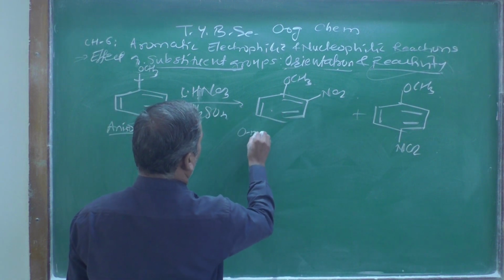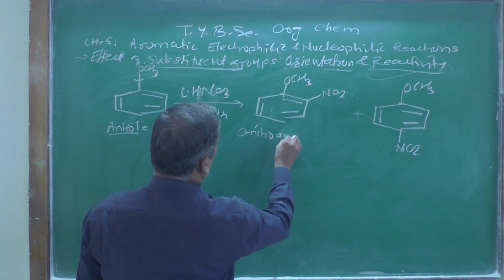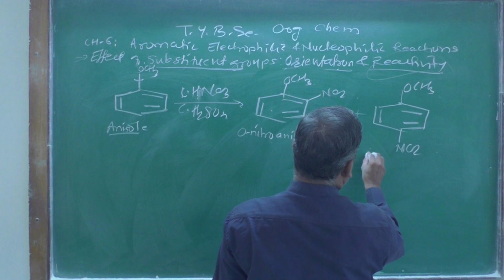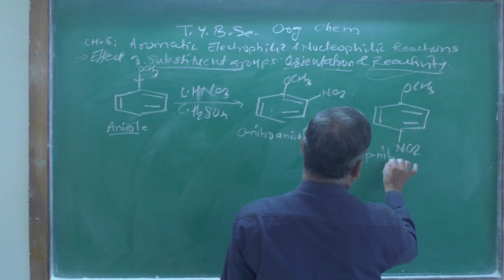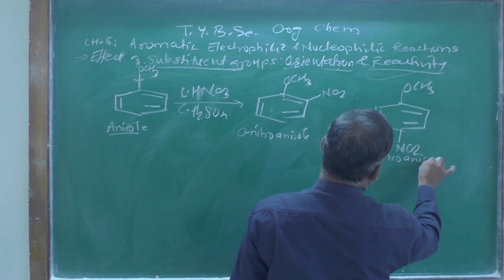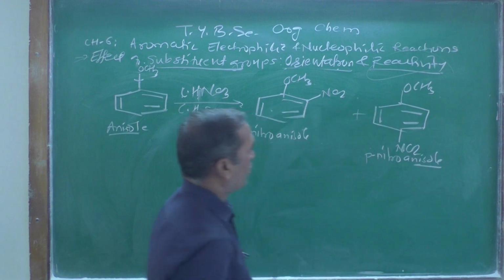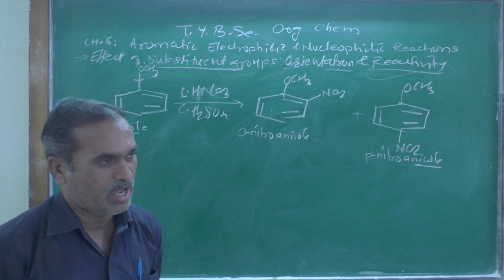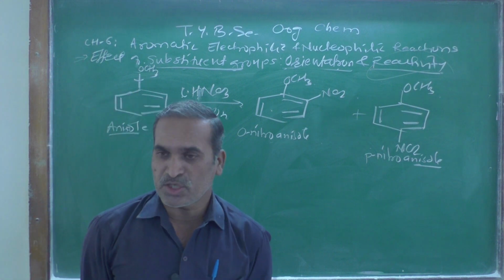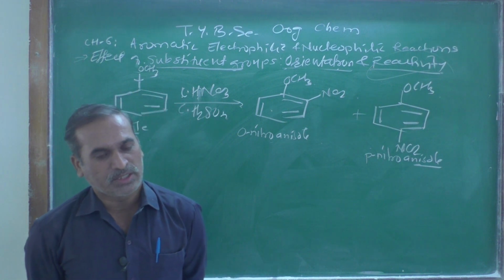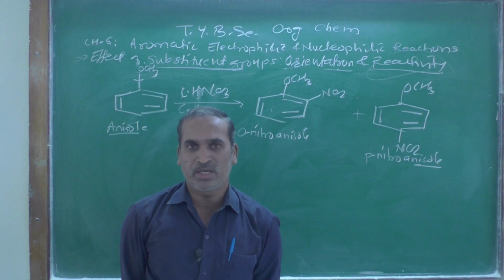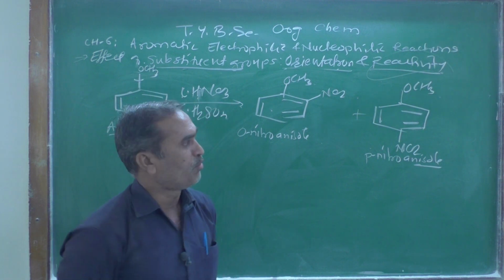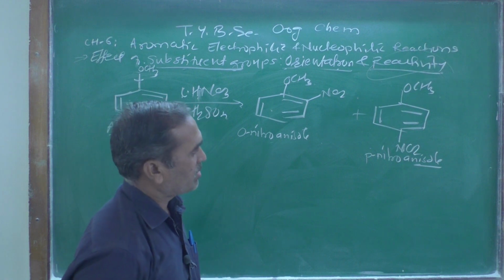This is orthonitroanisole, and this one is called paranitroanisole. Now when the two products are formed, as we know, there is a competition between these two products. One is formed in a major amount and one is formed in a minor amount. Which one is the major and which one is the minor?